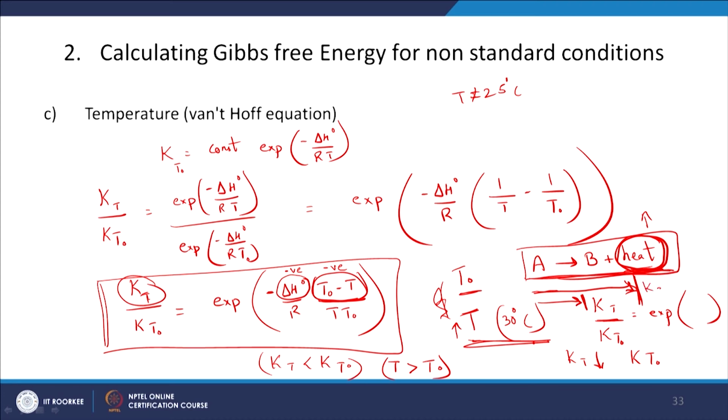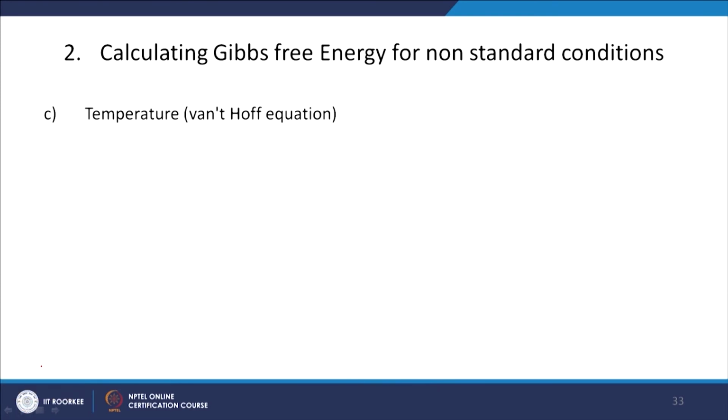So this let us say is KT naught and this is KT. I guess I am overwriting too much, let us look this up again. Here we said that KT will be less than KT naught when temperature T is greater than T naught. What are the Ks? Equilibrium coefficients. T is at a higher temperature than T naught, which is 25 degrees centigrade, and the example we used is for an exothermic reaction.